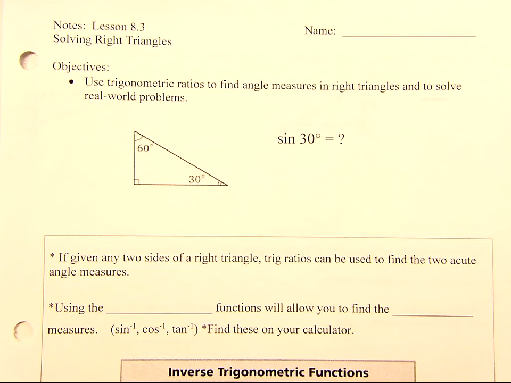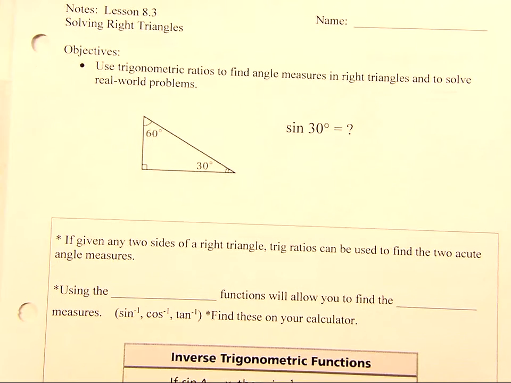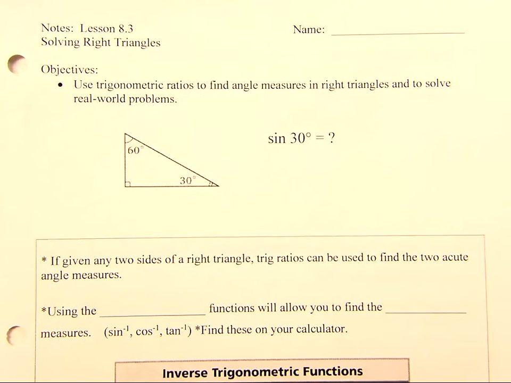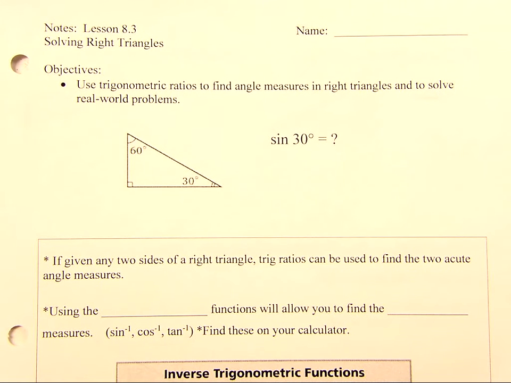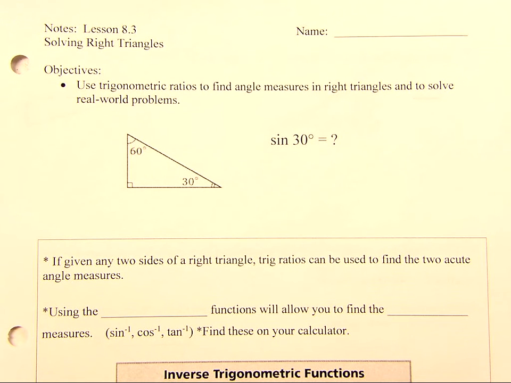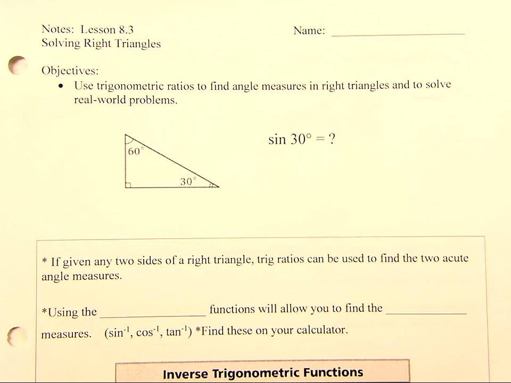In lesson 8.3, we are going to talk about solving right triangles, and solving our triangles simply means that we know all of the side lengths and all of the angle measures. And we are going to continue to work with our trig ratios. I'll remind you that our trig ratios can only be used with our right triangles.